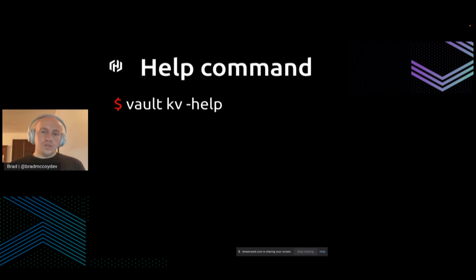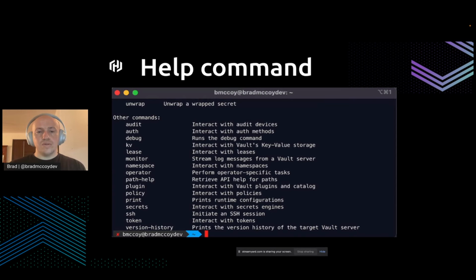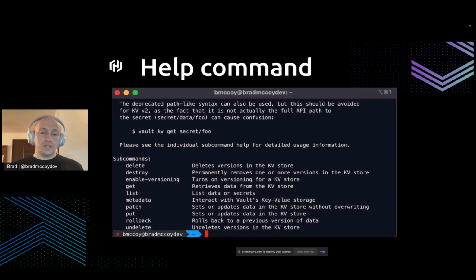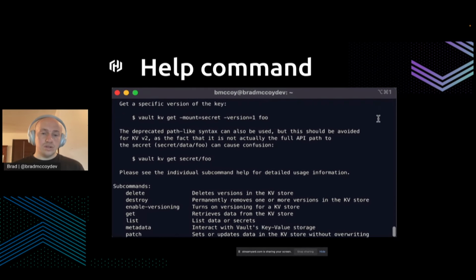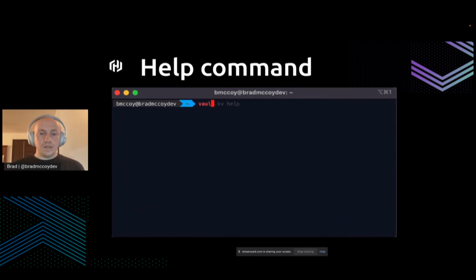Vault KV help. So this is what I was saying before about it as well. If you ever don't know what to do, you just go help. And then you can see here, we go Vault help, boom, gives you all the commands that you need. And then you can go into the sub command as well, and that will give you all of the other parameters that you need, sub commands, and you can see it does everything for you, like Vault get, mount secret, etc.